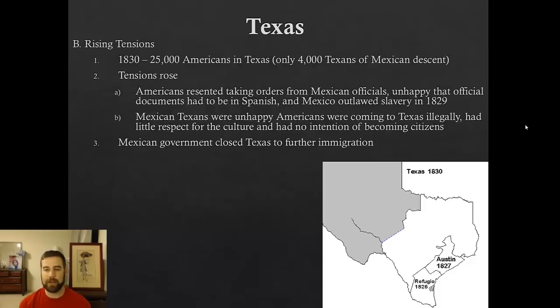Over time, Americans are going to resent taking orders from the Mexican officials. They do not want all the documents to be in Spanish. And when Mexico outlaws slavery in 1829, that's going to make a lot of these Texans upset because they had dreams of growing their own plantations, growing cotton, bringing slaves in and making a profit, and now they're told they cannot bring their slaves with them. And so the Mexican Texans were unhappy.